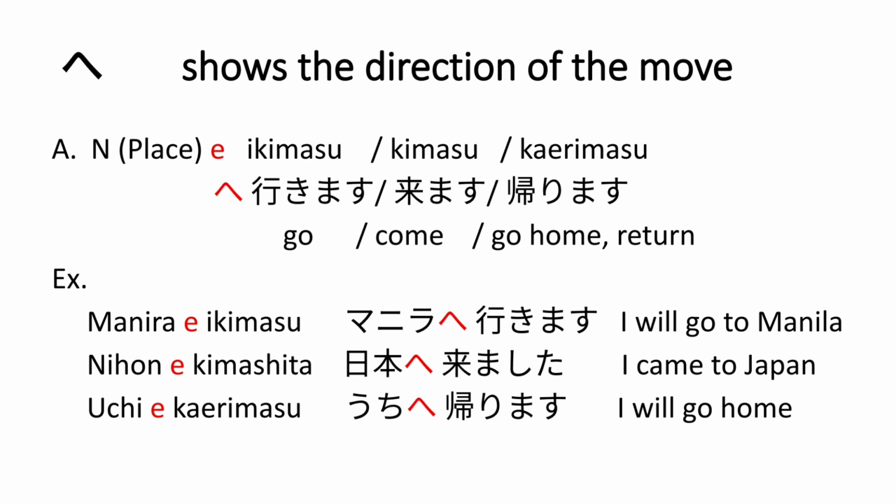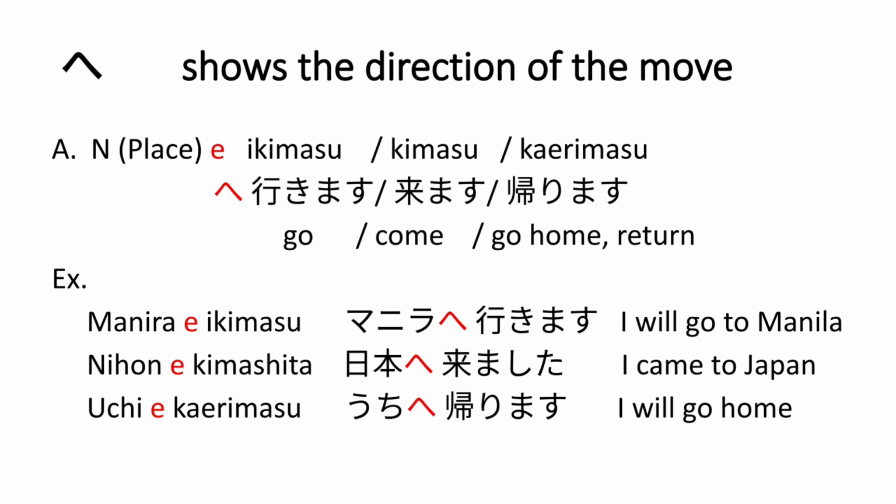Okay, minasan, I want you to remember that is the main function of a particle. It shows the direction of the move. So below, you can see three verbs in there, which are ikimasu, kimasu, and kaerimasu. The English translation is go, come, go home, or return for kaerimasu. And before those verbs, you need to place the particle e after the place noun. Okay? So it will become, just like the examples below, Manira e ikimasu, Nihon e kimashita, Uchi e kairimasu. So we have three examples.